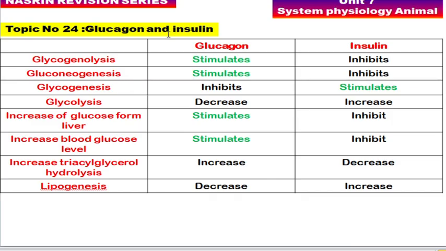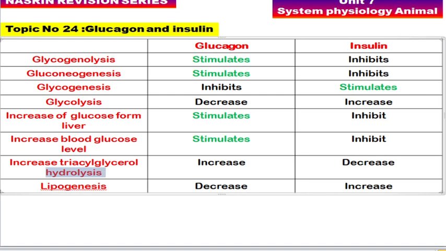So next is glucagon and insulin. What I explained there, I have given as a tabulated column. Glucagon stimulates glycogenolysis and gluconeogenesis, whereas insulin inhibits both processes. Next, glucagon inhibits glycogenesis and glycolysis, whereas insulin stimulates both processes. Glucagon increases glucose production from the liver as well as the blood glucose level, whereas insulin inhibits both. Next, with respect to triacylglycerol, glucagon will increase the triacylglycerol hydrolysis, whereas insulin will decrease the triacylglycerol hydrolysis.